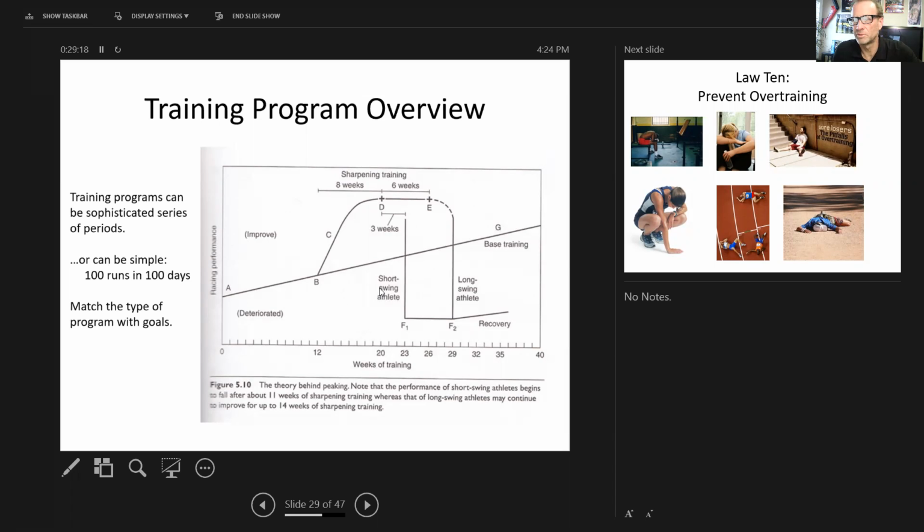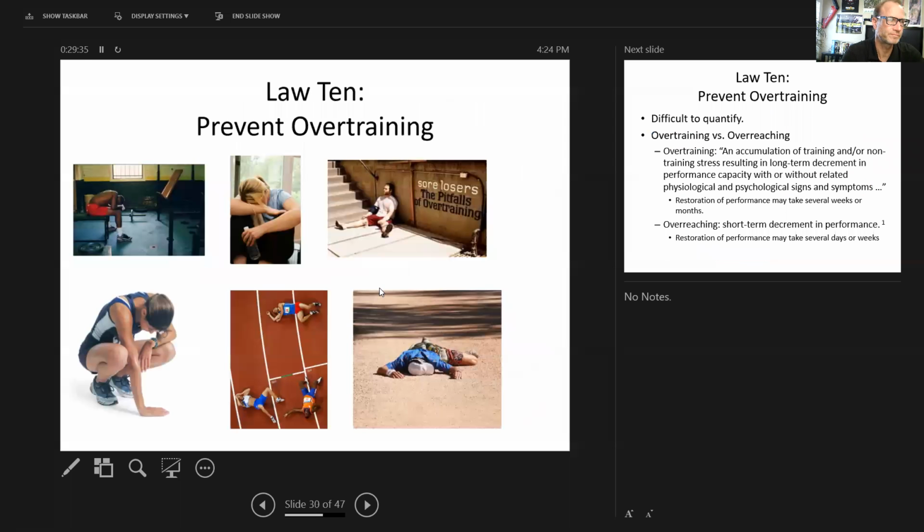Some training programs can be super simple. Do 100 runs in 100 days. That can be a great training program for someone who's just trying to improve their general fitness, or maybe improve their 10K time if they're a middle of the pack type racer.